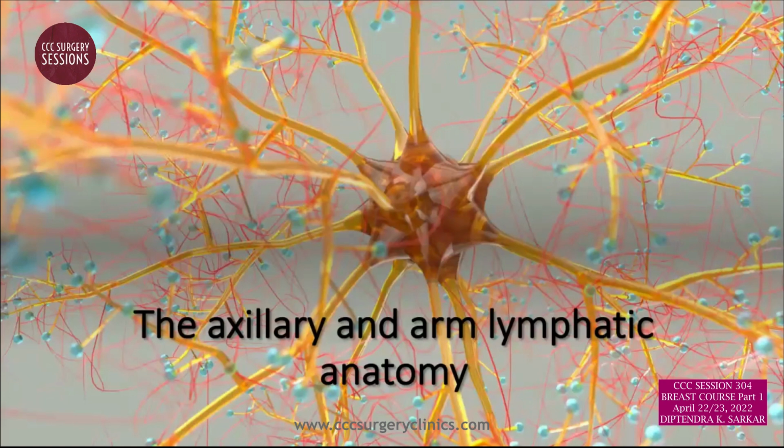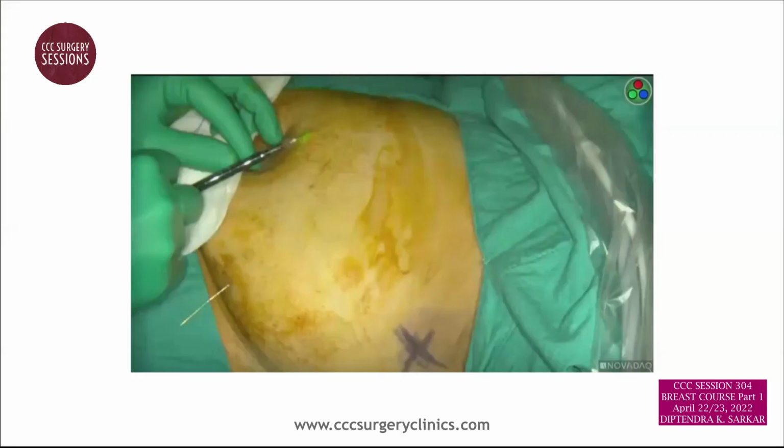I come to the fourth part, which is the axillary and the arm lymphatic anatomy. Here again, I will show you two small videos. We have been told over years that everything that comes from the breast goes into the axilla, based on which the sentinel lymph node biopsy was planned.